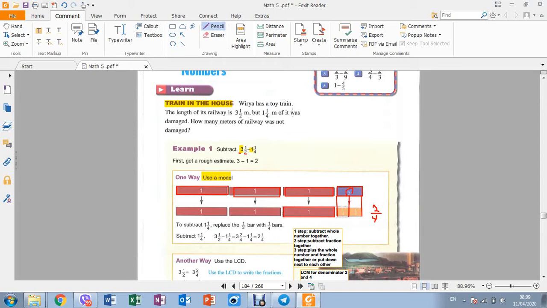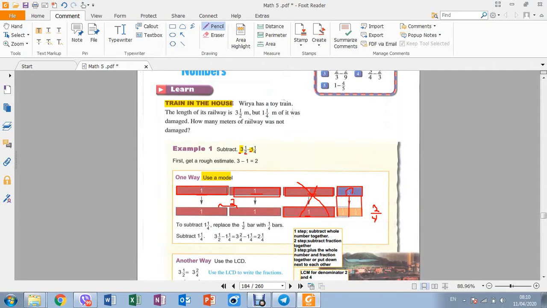I have 3 in there: 1, 2, and 3. One of them, I remove this one. The second whole number is 1, so I remove this one. How many are left? Only 2: 1, 2. That means my answer for the whole number is 2. The first step is to subtract the whole numbers together, which equals 2.